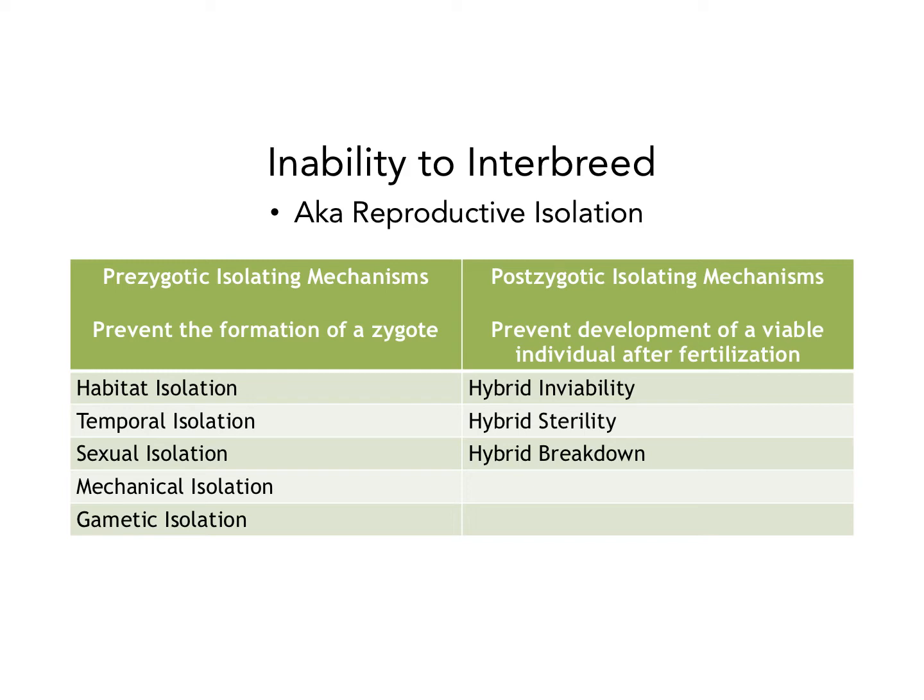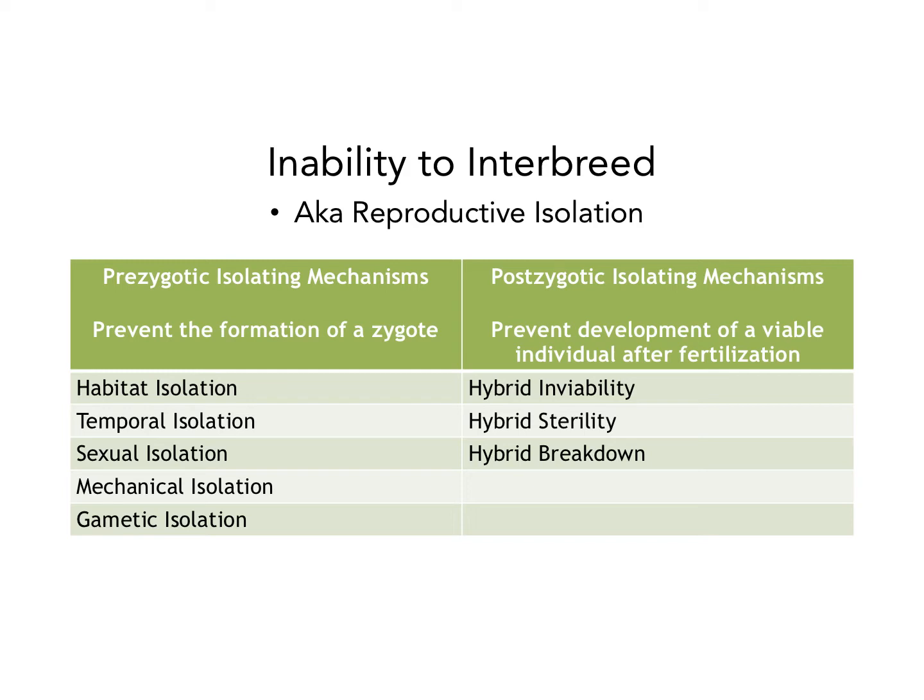And what he also broke out were these ideas of pre-zygotic isolating mechanisms and post-zygotic isolating mechanisms. Now, pre-zygotic is what it sounds like. These types of mechanisms would prevent the formation of a zygote, whereas the post-zygotic isolating mechanisms prevent the development of a viable individual after fertilization. And we'll talk more about viability and what we really mean by that.